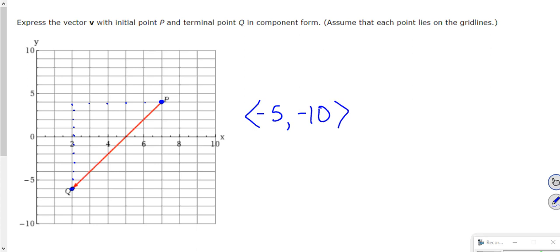So that would be my vector. And again, you have to use the brackets from the vector tab. Okay, so it's just a change in position. We move 5 to the left and 10 down to get from P to Q. You have to look at the direction the arrow's pointing.